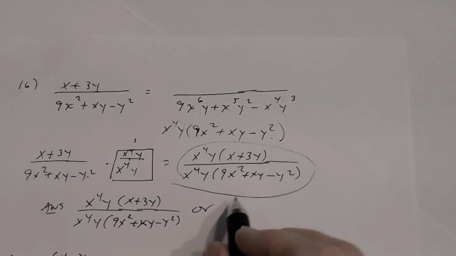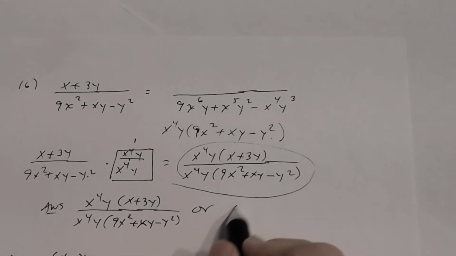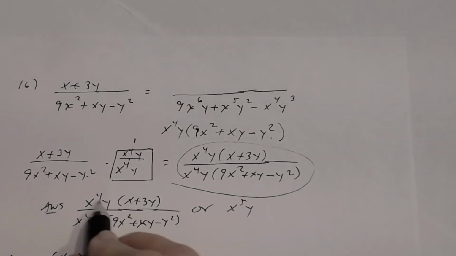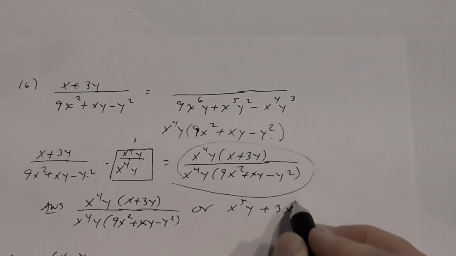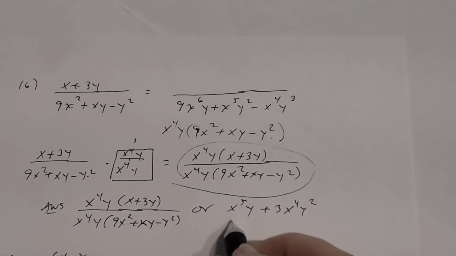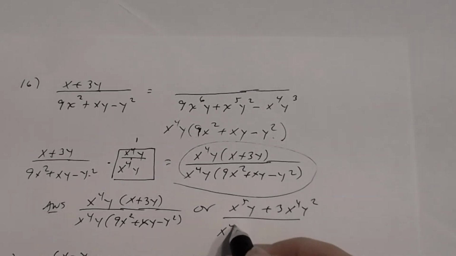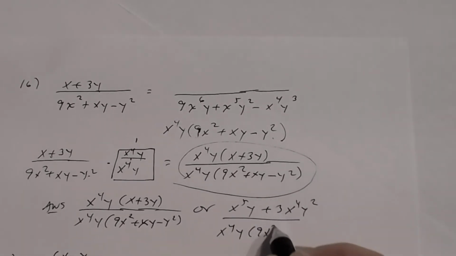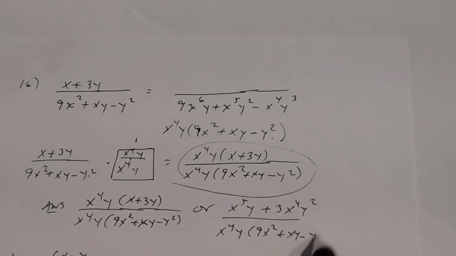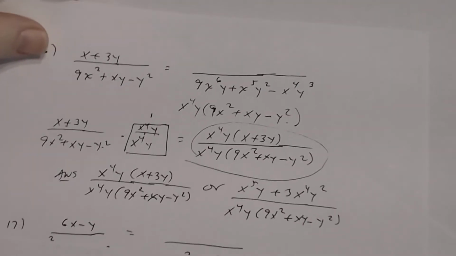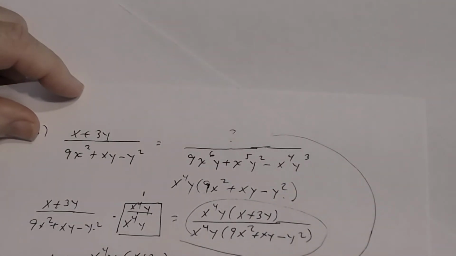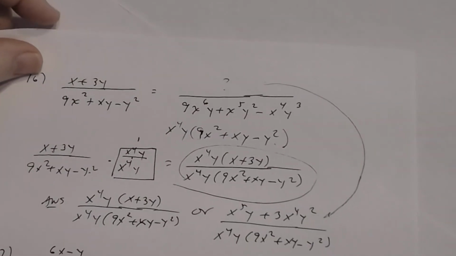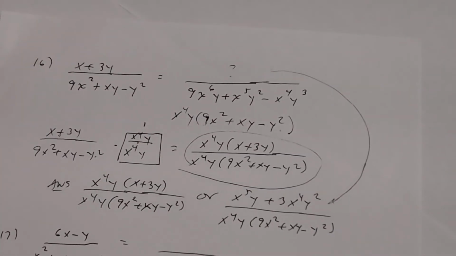So the numerator, you could say x to the fourth y times x is x to the fifth y. X to the fourth y times 3y would be 3 x to the fourth y squared divided by the denominator, which is x to the fourth y times 9x squared plus xy minus y squared. All right, and then finally, remember you found the numerator needs to be. The numerator is this right here. That's your numerator. Okay. And then finally this one.